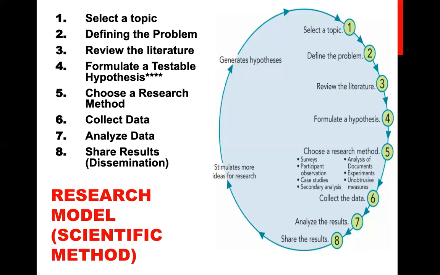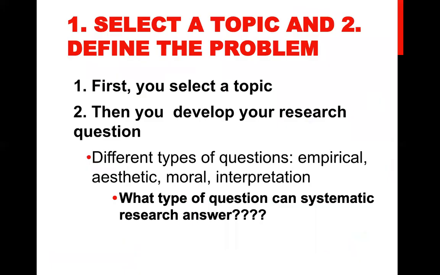You'll notice that I put a lot of asterisks beside formulate a testable hypothesis, and that's because in sociology and social science, sometimes we do not always include this step. I'll talk a little bit more about why that step can be optional in a moment. But first, let's focus on those first 2 steps because they go hand in hand. You select a topic and you develop your research question.